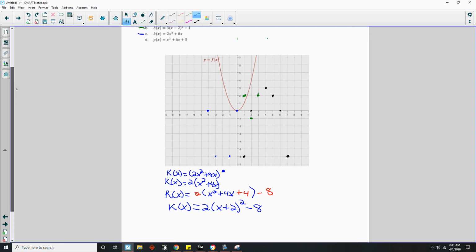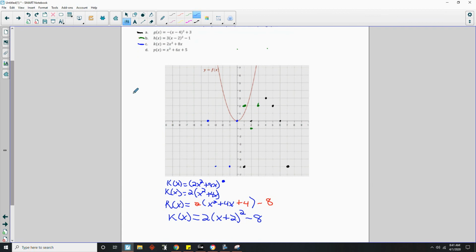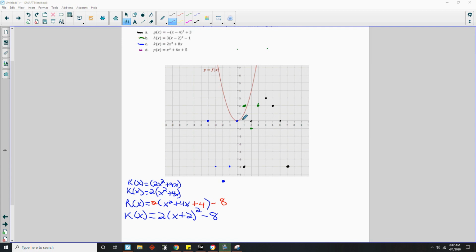Okay. And then finally, p of x, I will do in purple. P of x is also not in vertex form, I mean, it's in standard form. So I'm going to do that over here. Let me move this out of the way. Okay, so I moved this out of the way so I could do part D in purple down here. So it's p of x equals, I have x squared plus 6x plus 5.